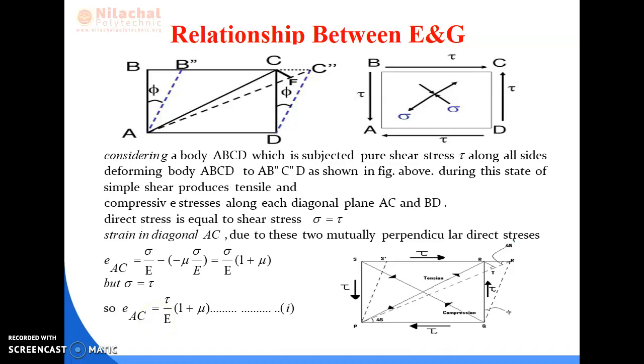Next relationship is the relationship between Young's modulus of elasticity and modulus of rigidity. Let me explain about modulus of rigidity and Young's modulus. We know that Young's modulus is equal to direct stress by direct strain, and strain is equal to direct stress by Young's modulus.